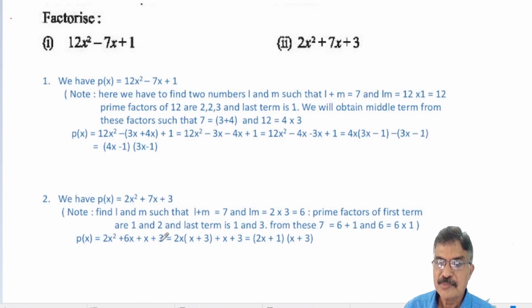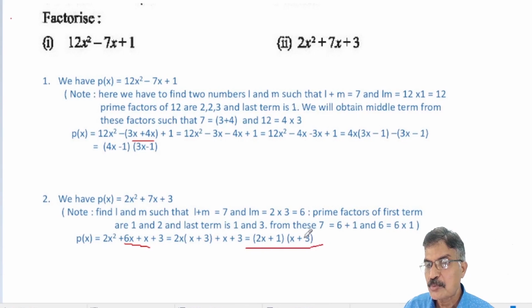Here 2x square plus 7x plus 3. We can split the middle term 7x as 6x plus x. So here we split the middle term as 6x plus x. Then, like in the previous questions, we take the common term and we will get the answer as 2x plus 1 into x plus 3.